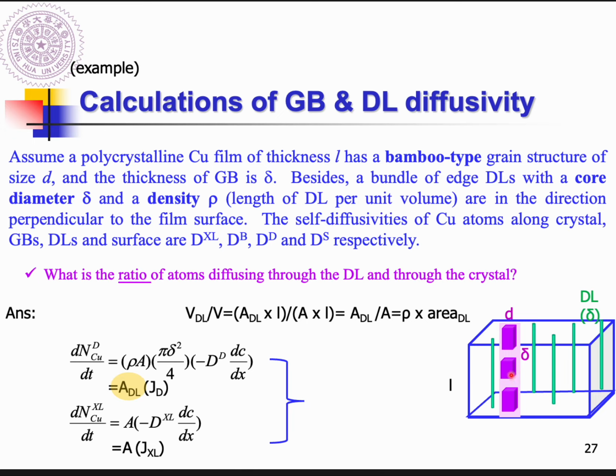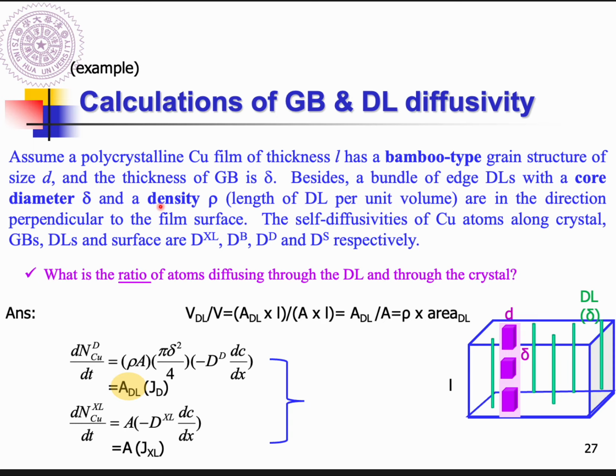Okay, and the one we don't know actually is the A_d L, right? We want to answer what the A_d L is. So here we know the relationship between the volume fraction and the area fraction, and the question gives you a hint regarding the density.